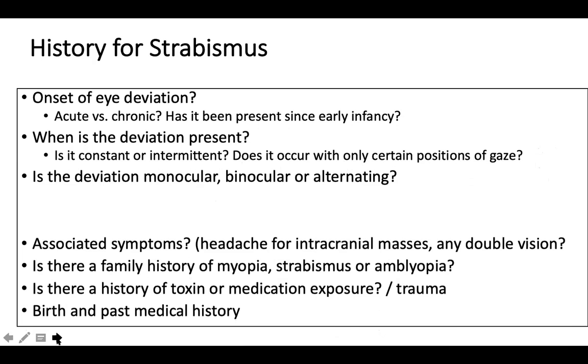So if there are associated neurological symptoms like headache, difficulty in walking, weakness, double vision, progressive, then you are worried about a neurological illness. Is there any family history of myopia, hypermetropia, strabismus, amblyopia? Is there any history of toxin or medication exposure? All these things can give a clue to different types of squint.